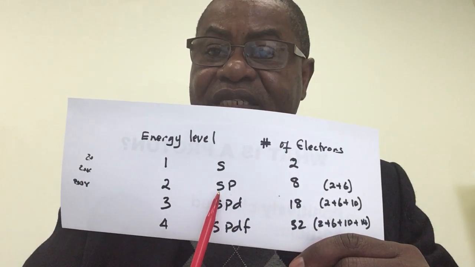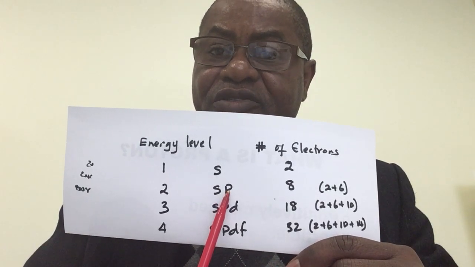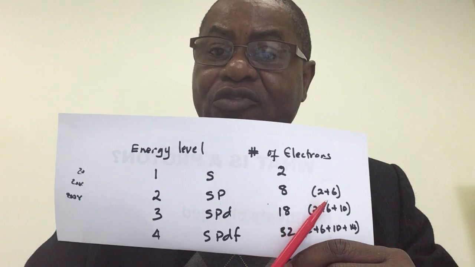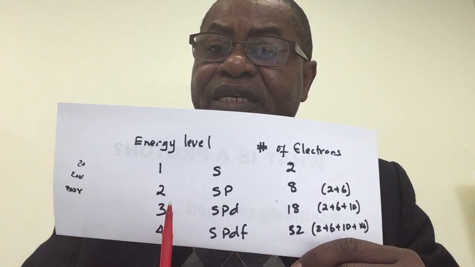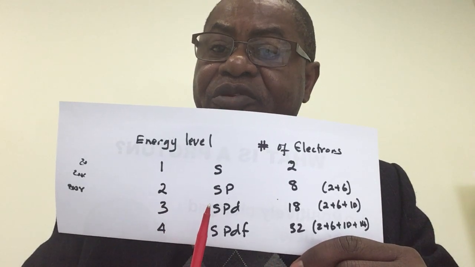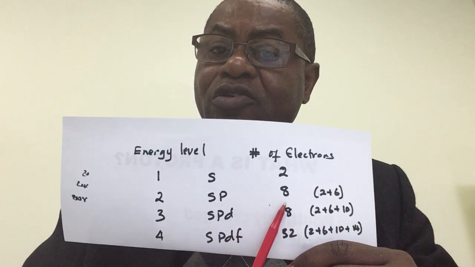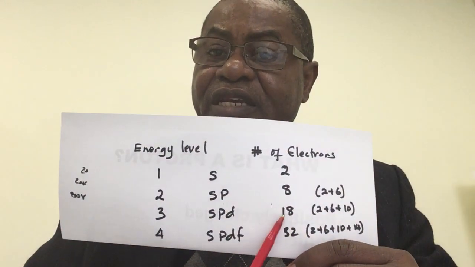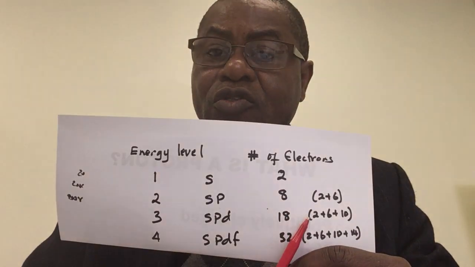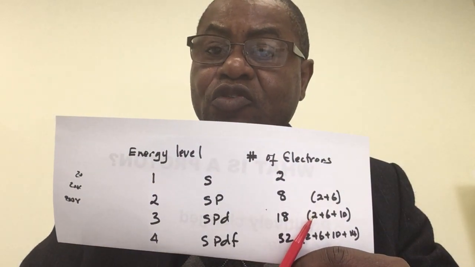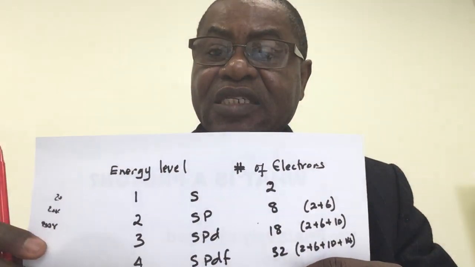The S orbital takes 2, and the P orbital will take 6 electrons. So if you add 6 and 2, you get a maximum of 8 for the second energy level. The third orbital will be represented by S, P, and D. And the total number of electrons that go into that level will be 18 electrons. So the first will be 2 plus 6 plus 10, which gives you a total of 18.